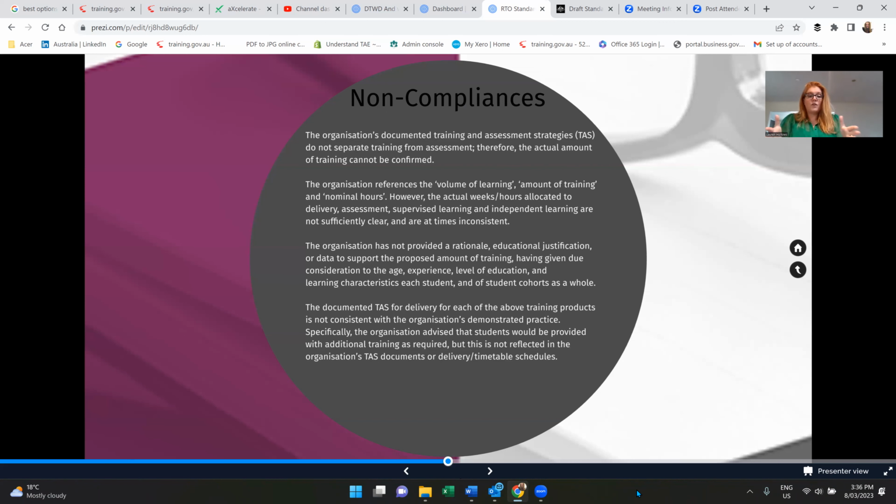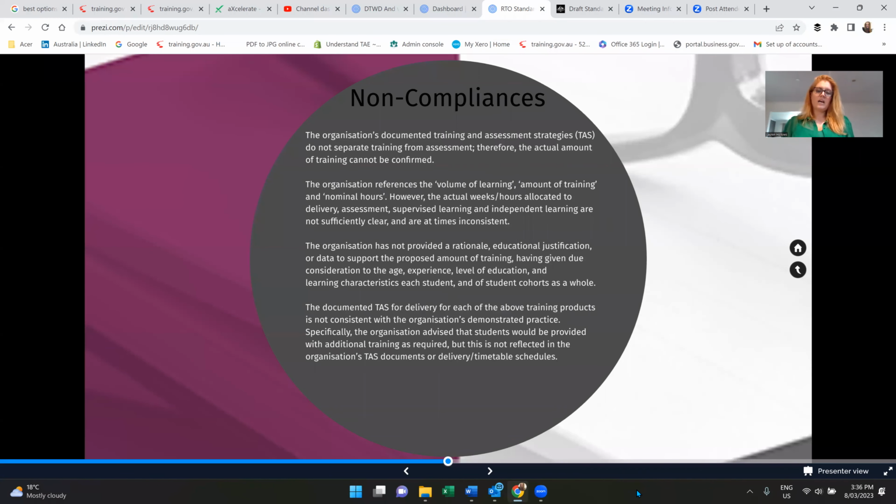But you have to provide a rationale for the group that you're training, the cohort that you're training, and how your training meets the training package needs. When we go through some of the non-compliances in the assessment section, you will understand how all of this stuff starts to play into each other.